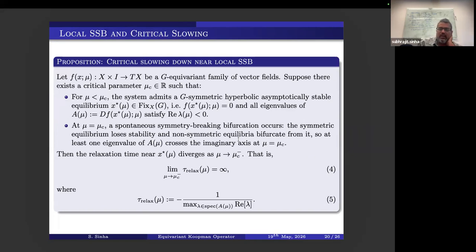This is a very standard result in the literature, where you can show that as the system approaches this symmetry breaking, or this pitchfork bifurcation, the trajectories slow down, and this is known as critical slowing down. One can show that this critical slowing down is accompanied by a growth in the covariance as the system approaches this instability. So the idea was, if the covariance increases, the entropy of the system trajectory should also increase as it approaches instability.